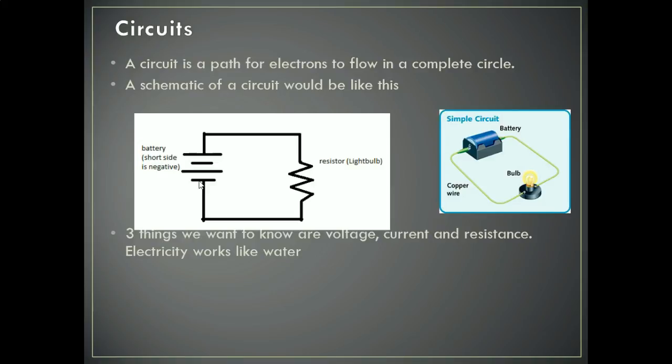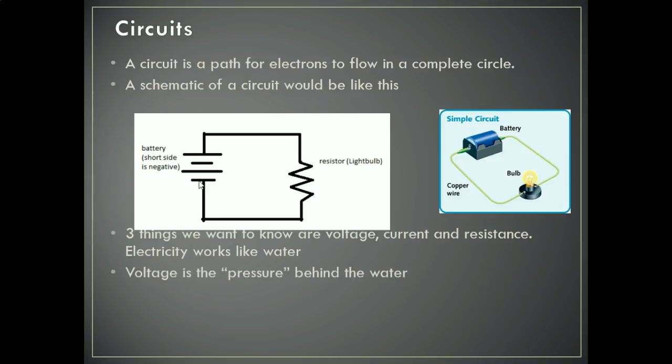And then there's three things we want to know when we're dealing with circuits, and those three things are voltage, current, and resistance. A good analogy with electricity is just water flowing. If you have a hard time understanding electricity without the analogy, just use the analogy. It's so much easier to think about it in terms of water flow.